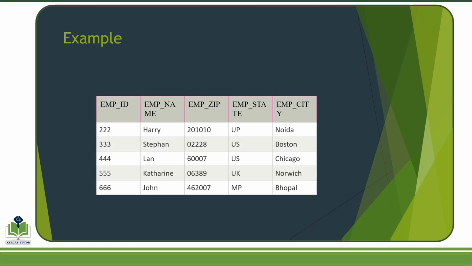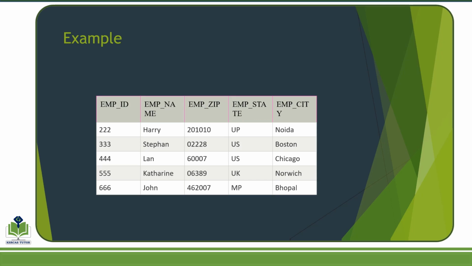We can see it by an example. In this employee table, we have five fields: employee ID, employee name, employee zip code, employee state and employee city. In this we have two keys, namely employee ID and employee zip code. Based on the employee ID, we can find out the name of the employee, whereas by having the employee zip code, we can find out the state and city of the particular employee. So this table is in second normal form, but it is not in third normal form.